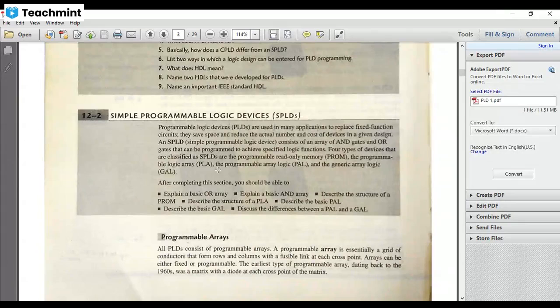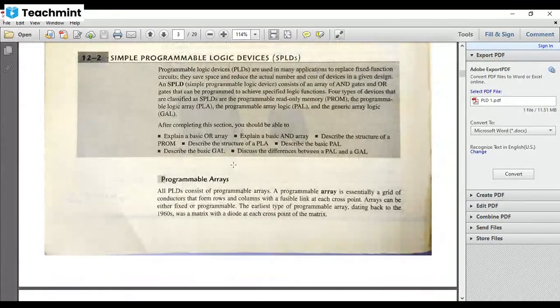And as we discussed yesterday, there are four types of SPLD devices. The first is the programmable read-only memory, which is the basic one. The second is the programmable logic array, the third is the programmable array logic, and the fourth is the generic array logic. So all these four types we are going to see right now. Before starting with the first type, the programmable read-only memory, you already learned it in second year BSc, and its application you take in third year.